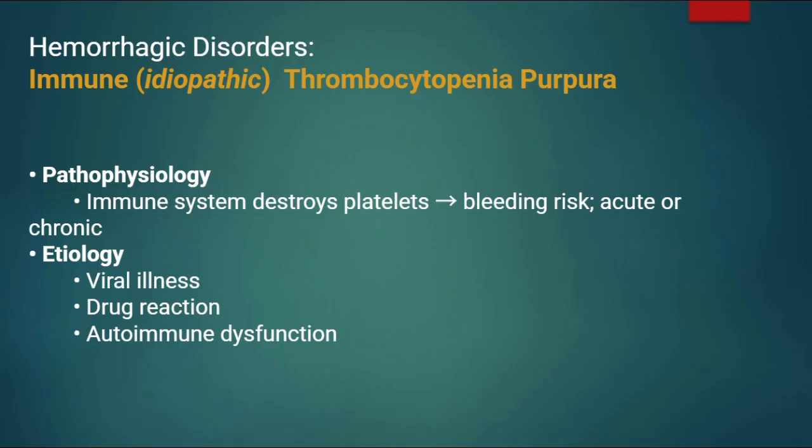Now we're moving on to immune thrombocytopenic purpura, or ITP. In this disorder, the immune system destroys platelets, which are critical for blood clotting. Without enough platelets, patients are at high risk for bleeding. This condition may be acute, often seen in children after a viral illness, or it may be chronic, more common in adults, especially women under 40.